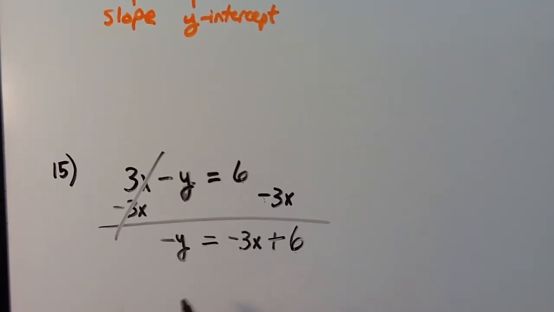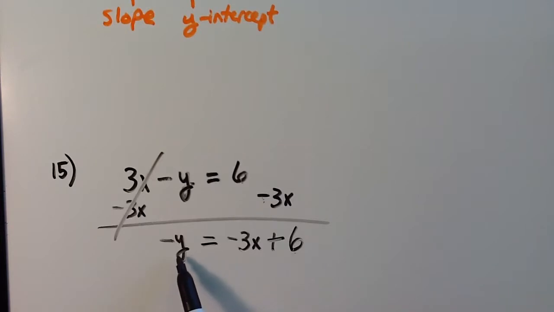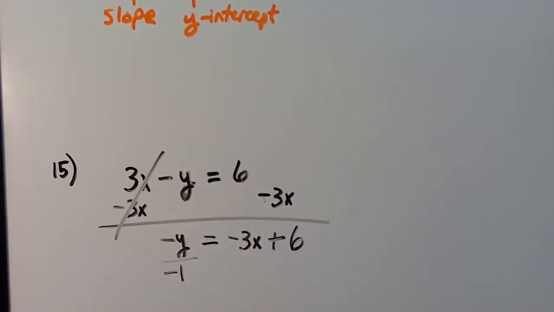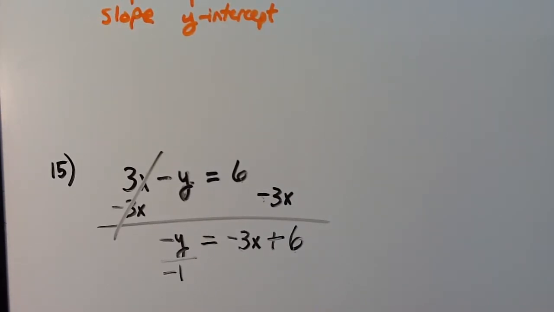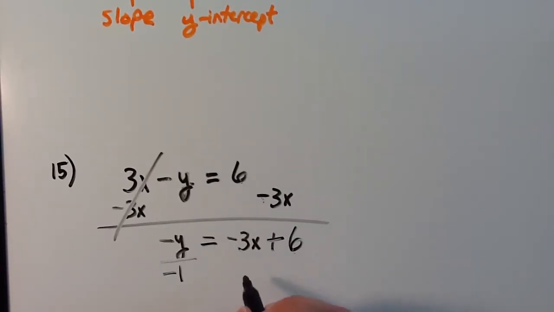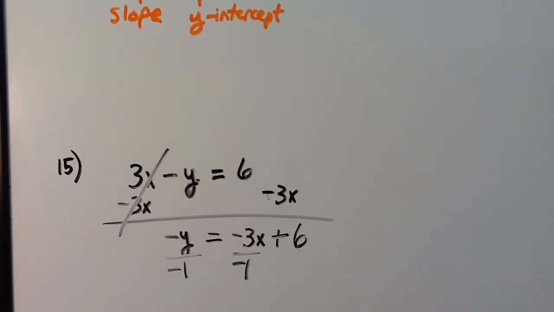I don't want to know what negative y is, I need to know what y is. And so to solve for y, I'm going to divide by that coefficient, the number in front of y, which is negative 1. If I divide the left side by negative 1, I should also divide the right side by negative 1. Or another way to say that is to divide every single term by the same number. So the negative 3x term gets divided by negative 1, and this 6 term gets divided by negative 1.